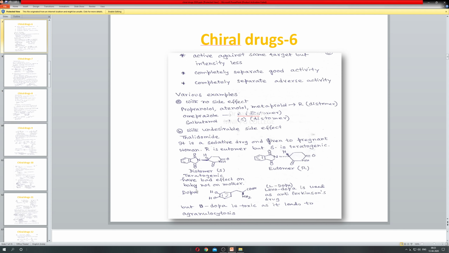Now under this category, the second example is DOPA. We know that L-DOPA is used as an anti-Parkinson's drug, but D-DOPA is toxic and it leads to agranulocytosis.